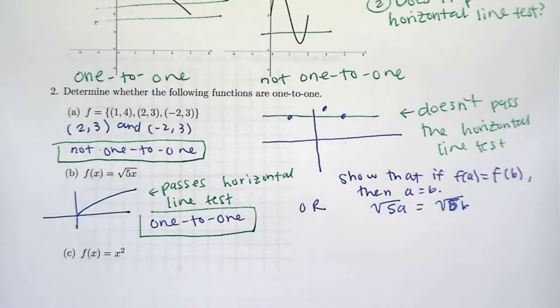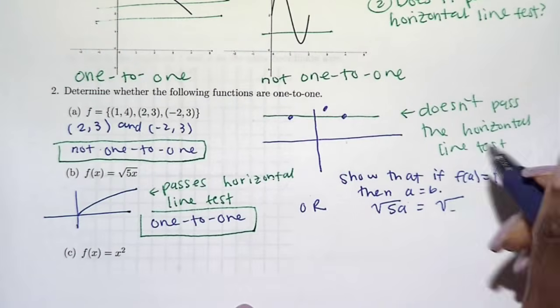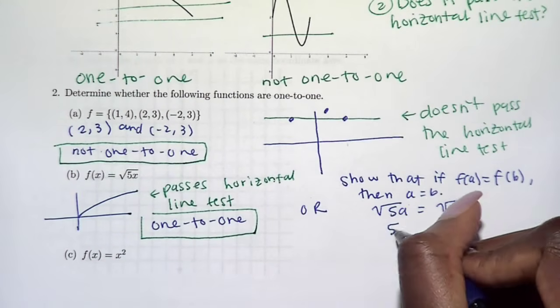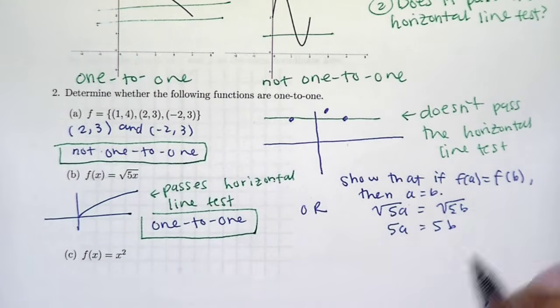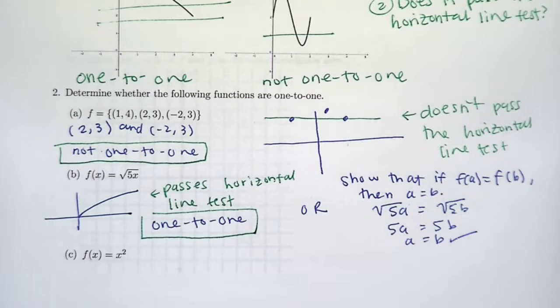This should say 5b. And we have to write that out. Try again. 5b. All right, and then we'll just solve. We can square both sides, divide both sides by 5. Perfect, this is what we wanted. It's one-to-one because that means these two x values must have been the same.